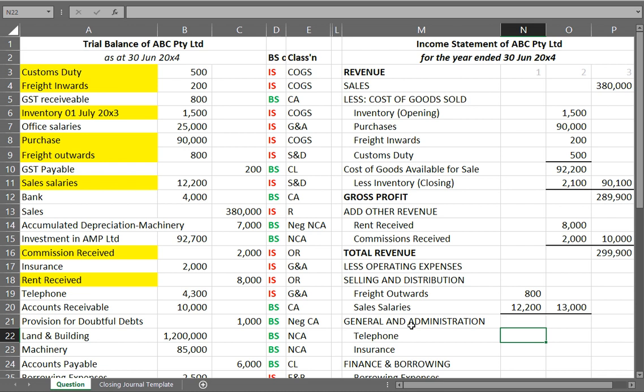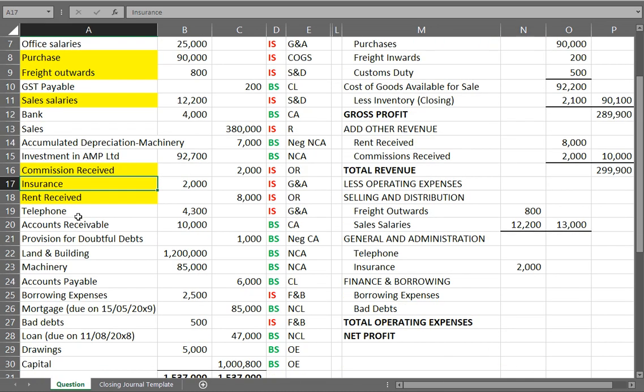Now we're looking at telephone and insurance. Now, general and admin expenses. We had insurance of 2,000 and we have telephone of 4,300. Okay, add them up.